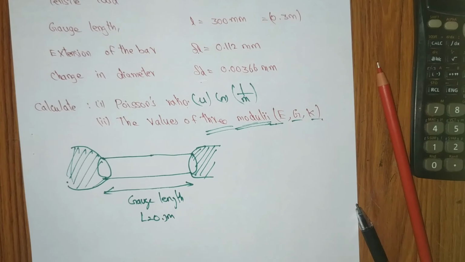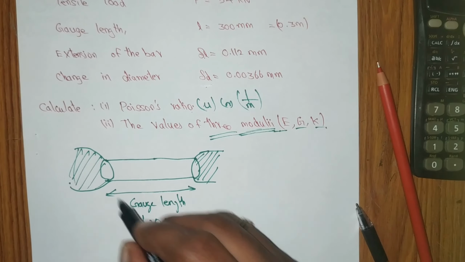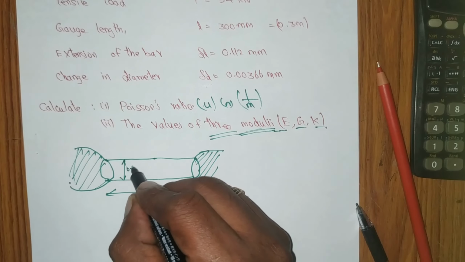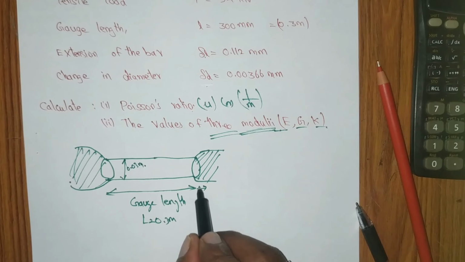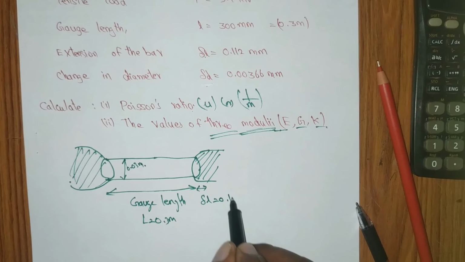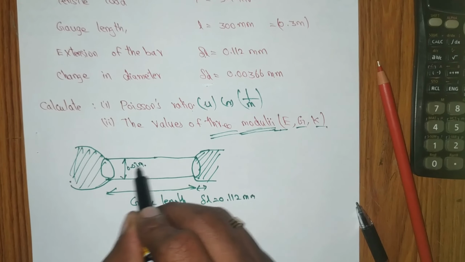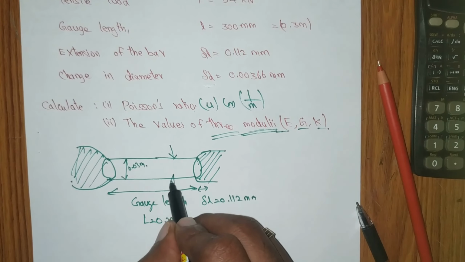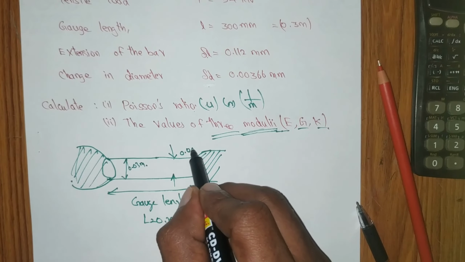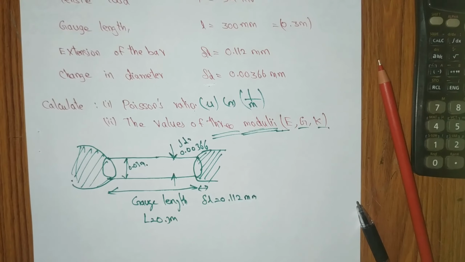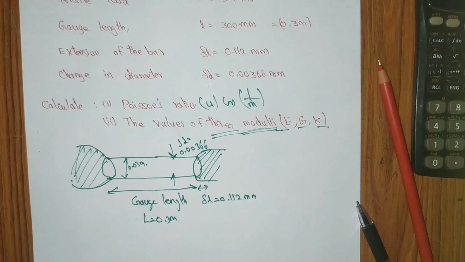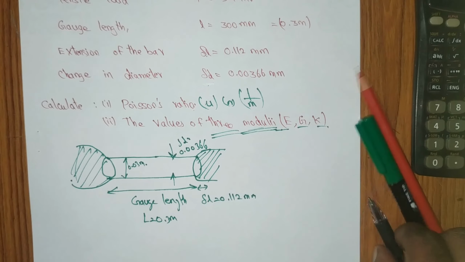Right? So the diameter will be 0.03 meter. Due to the extension of the bar, the lateral stretching will be delta L equal to 0.112 mm, and this contraction, right, will be 0.00366. This is delta D. Right? Now from the Poisson ratio we need to solve the problem.